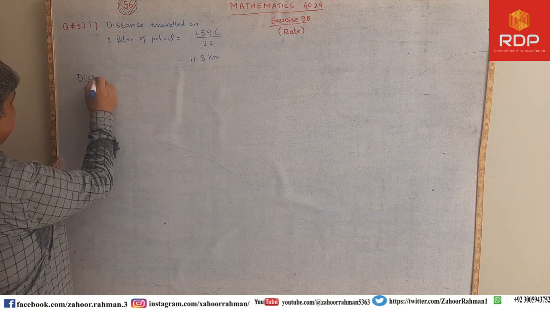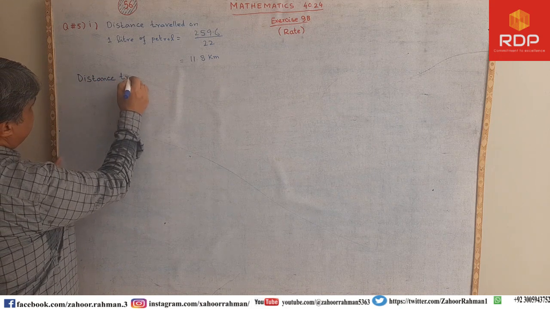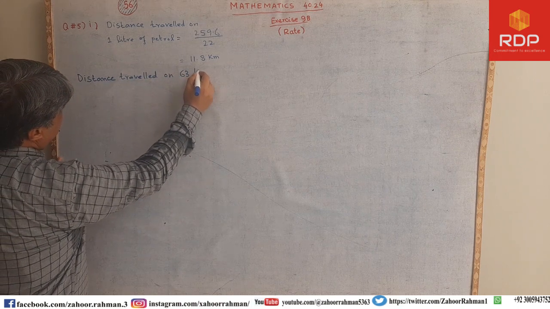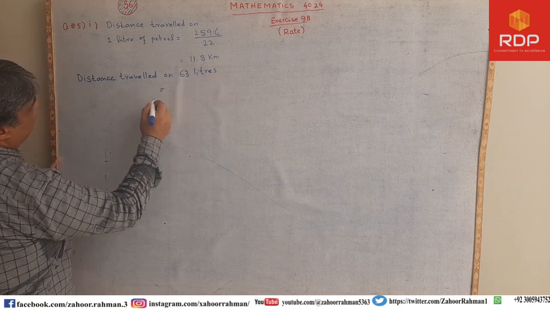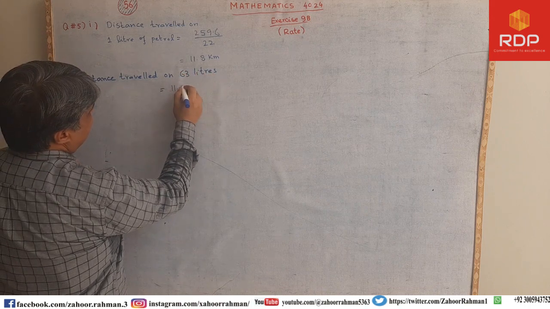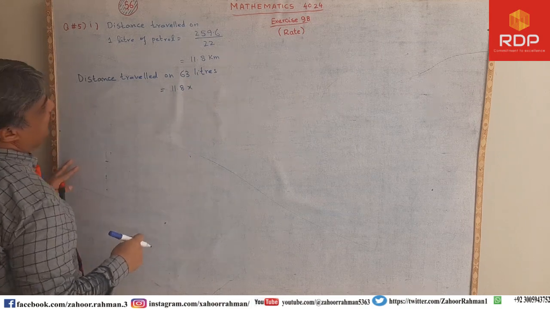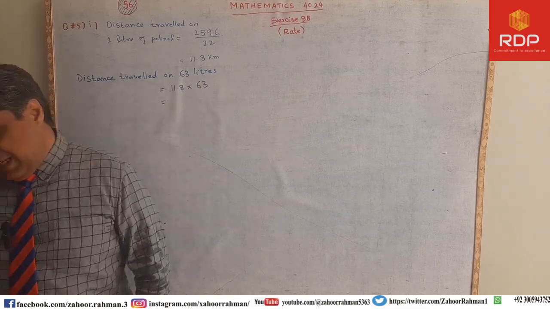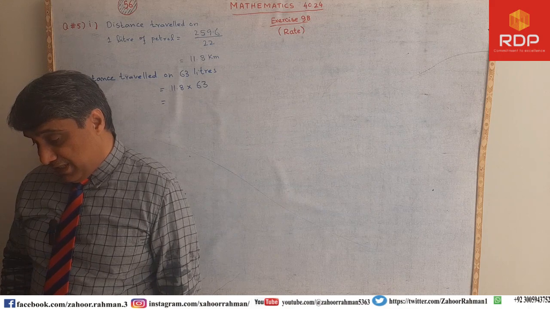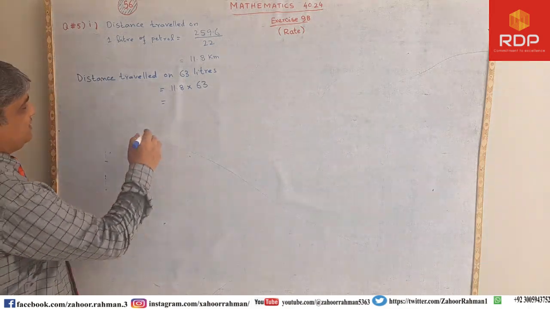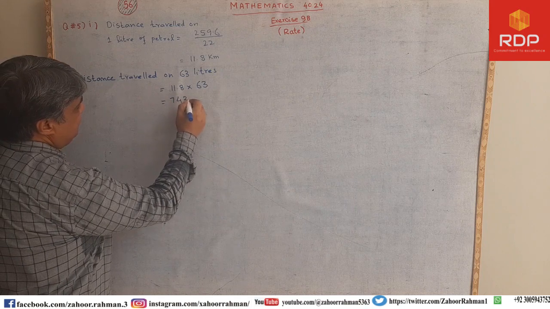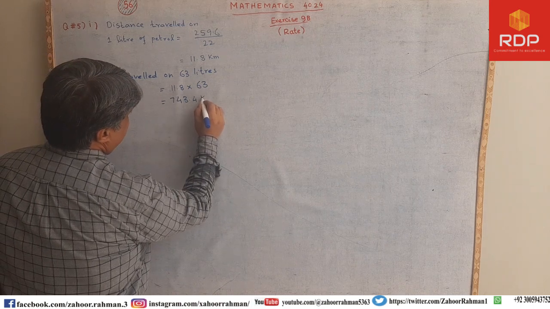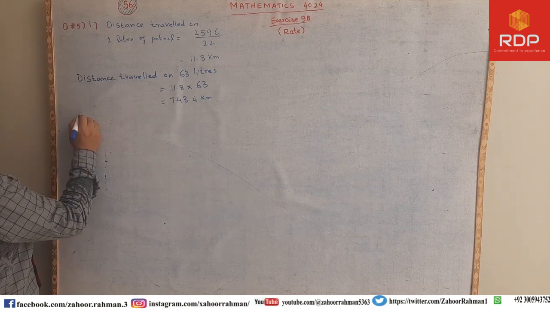Distance traveled on 63 liters, and that is easy. We have to multiply 11.8 multiplied by 63. So we will get the required distance, and that is 743.4 kilometer. Yes, that is the whole story about part number 1.